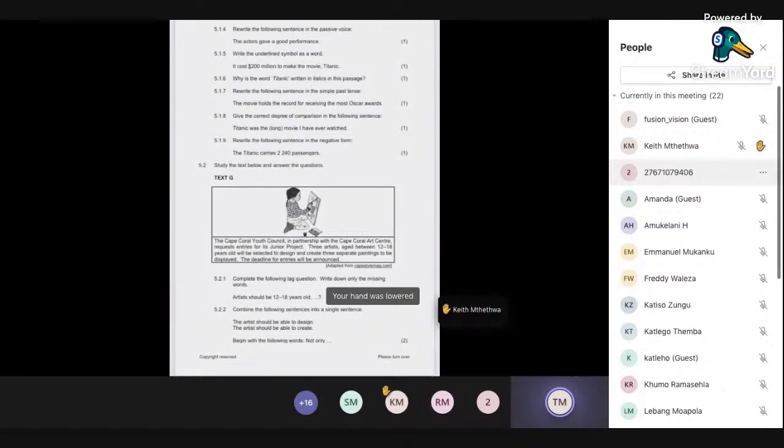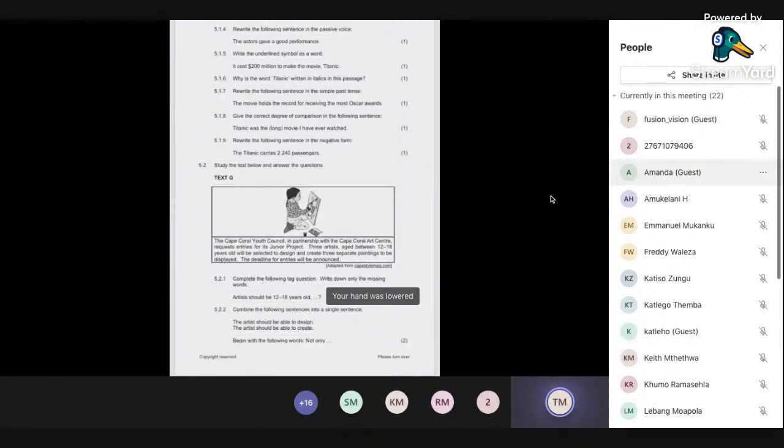So when you write a tag question, you need to rewrite. Artists should be 12 to 18 years old. Now, can I also then look at the type of a sentence this is? Artists should be is a positive sentence. So if my sentence is positive, then my tag is going to be negative. Right. I hope that's quite clear.